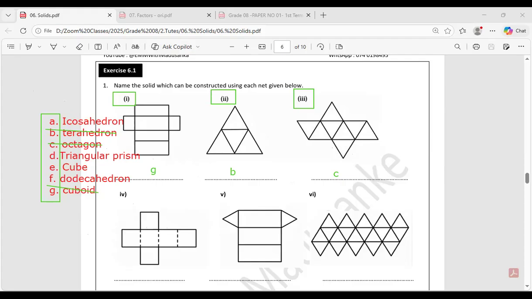Sina, what is the fourth one? E. Yes, it should be E. හරිද? මෙයා තමයි E.